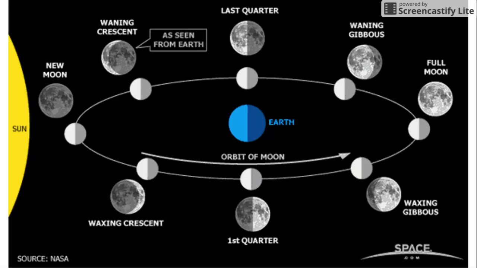So once again, just another depiction. We have the sun over here, new moon, because of the lit side facing away from the Earth, to the waxing crescent, where you only see a small portion. First quarter, the waxing gibbous, the full moon, the waning gibbous, the last quarter, and the waning crescent. And these are all as seen from Earth.